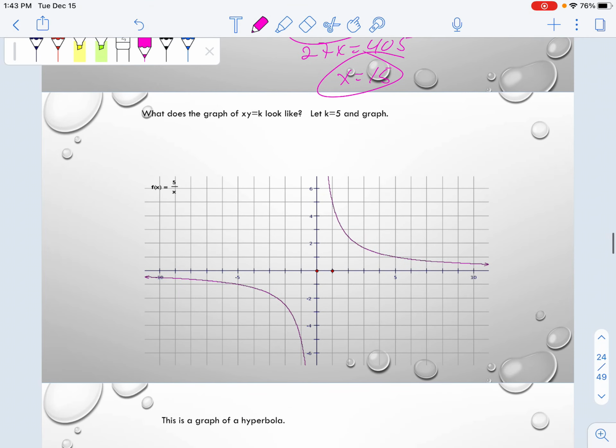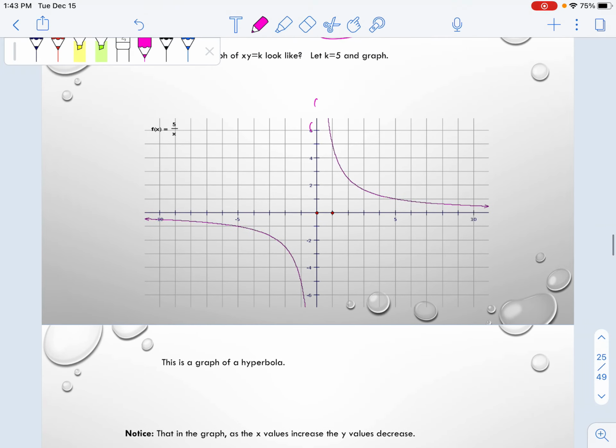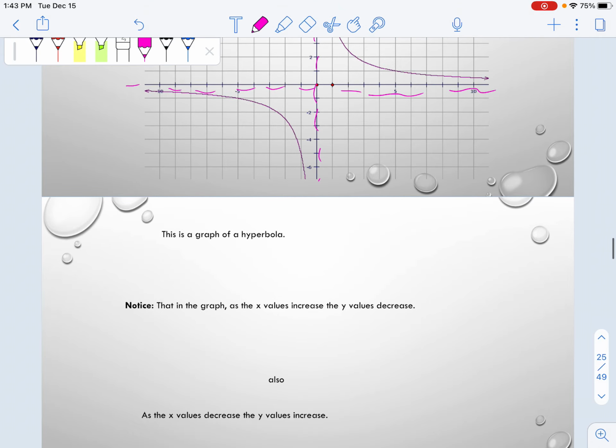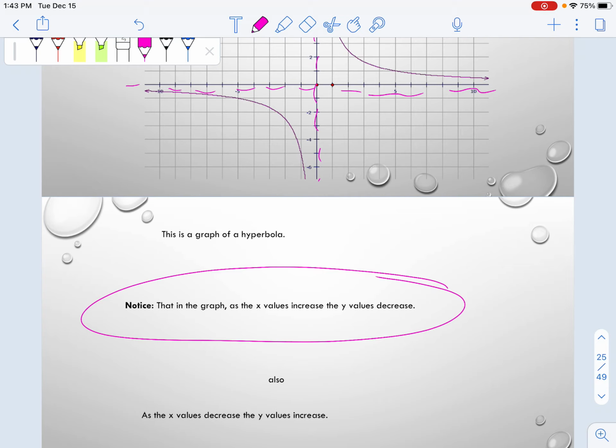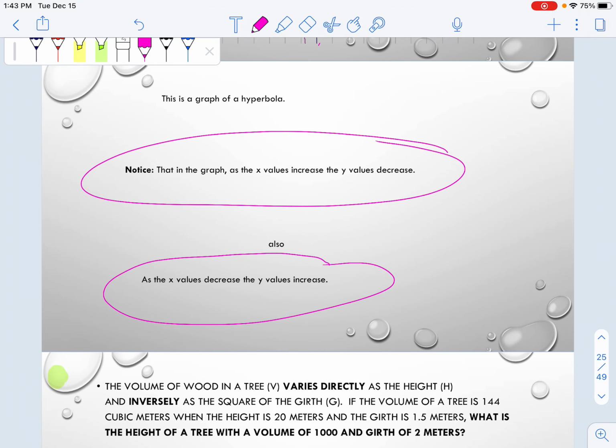Okay, so inverse variation graphs are hyperbolas. That's what this graph is called. We have a vertical asymptote and a horizontal asymptote. But notice here, as x increases, the y values decrease, and as x decreases, the y values increase. Again, just some observations.